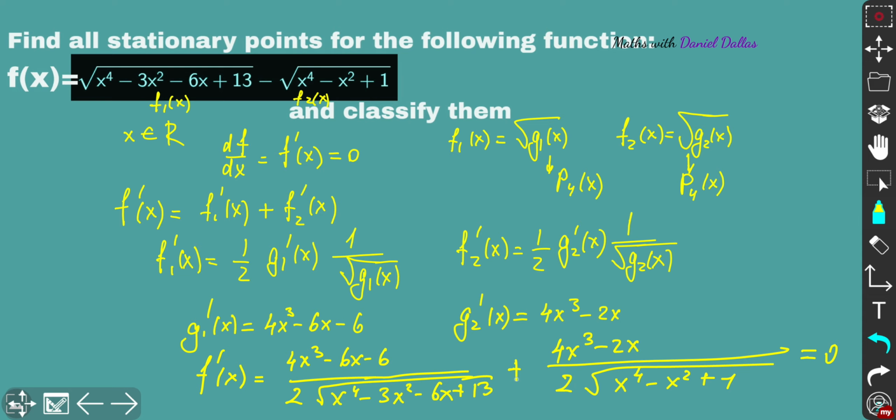because it is not possible to divide by 0, okay? Now we need to solve this equation, because we need to equate to 0, as you can see there, and we need to solve for x. That's how we find stationary points.